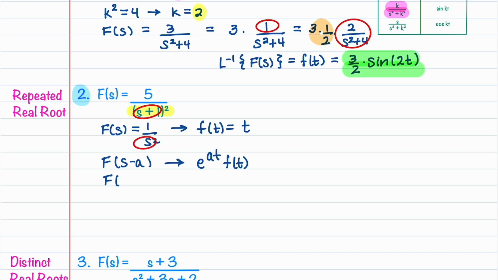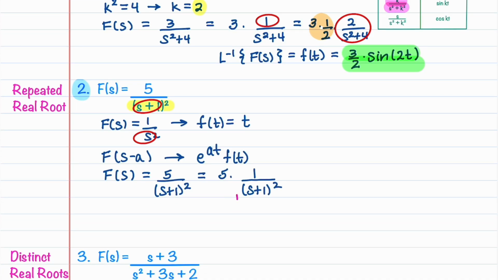We're given that capital F of s is 5 divided by s plus 1 squared. We're going to pull out the constant and write this as 5 times 1 all divided by s plus 1 squared. This is our f of s minus a. If we set s plus 1 equal to s minus a, we can see that a is equal to minus 1. Now we can write down our answer.